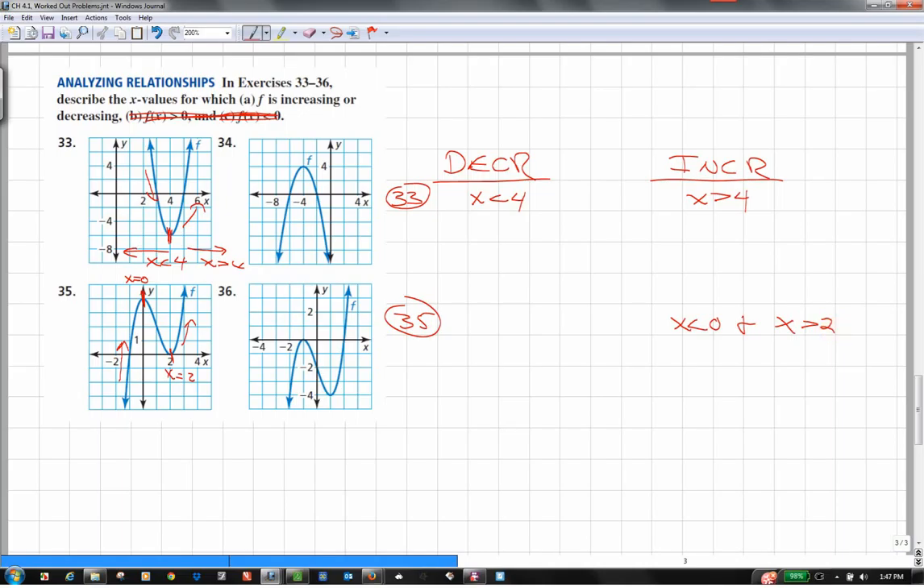Then the place where I'm going down is right in the middle. That's between the values where x is 0 and 2. So I would write that like this. 0 is less than x is less than 2. That signifies that x is between 0 and 2. And these will never have equal to signs because right at the place where x is equal to 0, I'm not going up or down.